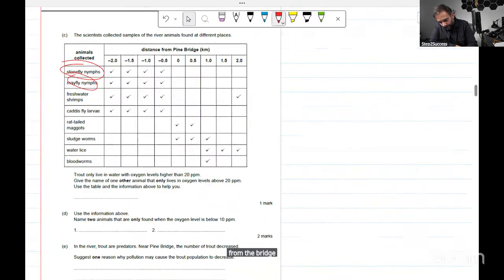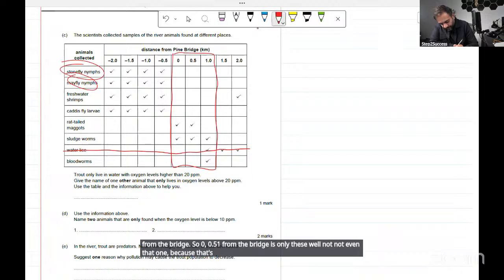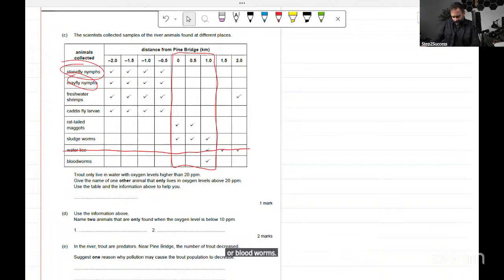So 0.51 from the bridge is only these, well, not even that one because that's got there as well. So I think it's only these: sludge worms or blood worms, and rat-tailed maggots. So any of those three would be the answer to that one.